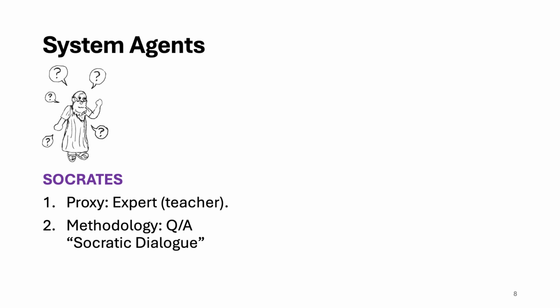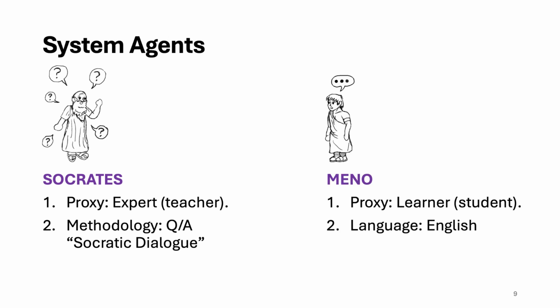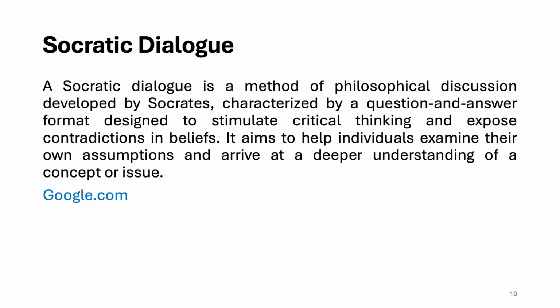In the true spirit of the dialectical method, there are two system agents. Socrates is the system component that serves as the proxy for an expert or teacher. Socrates uses a question and answer protocol to facilitate learning. Meno is the system component or proxy, as we in the business say, for the learner or student. Only the English language module is supported in this implementation at this time to minimize overhead.